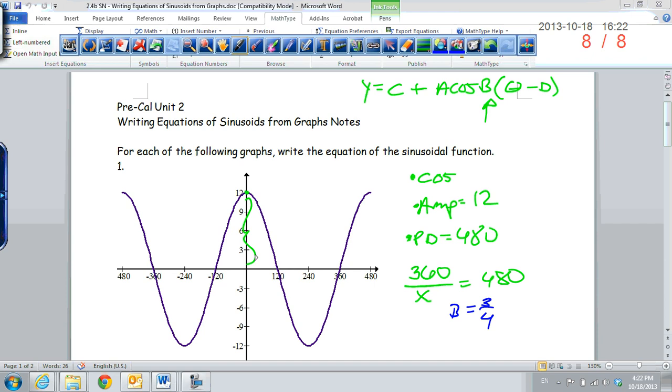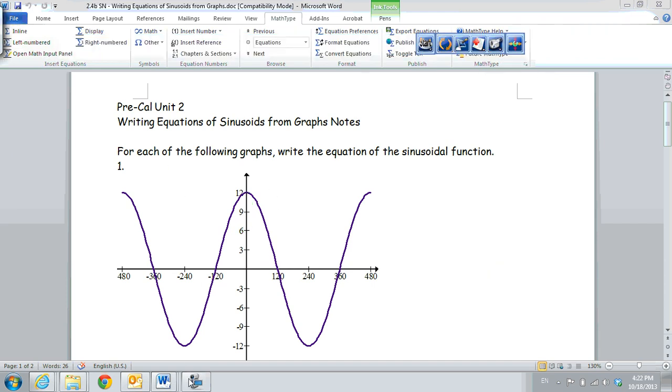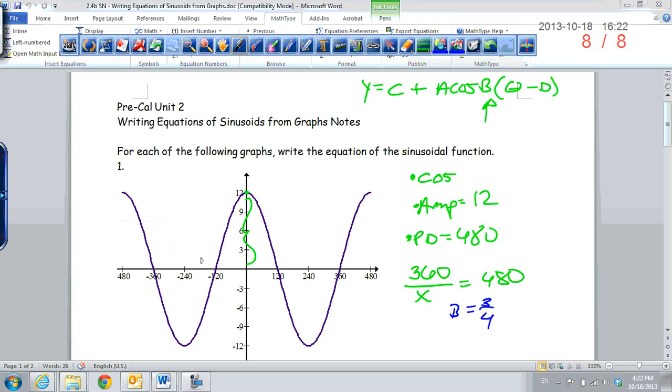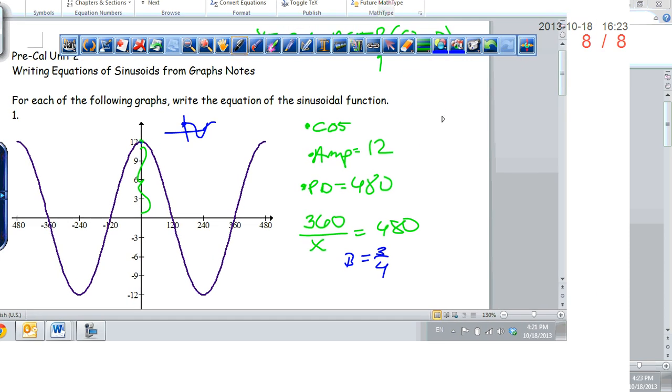The last thing is I don't have any horizontal or vertical shifts. Remember, my normal one starts there. So the last thing is there's no horizontal or vertical shift whatsoever. The reason I can tell is because my normal cosine starts on the y-axis and goes down, and this one starts there. So now I'm going to write my equation: y equals, no vertical shift so no number, then 12 cosine, then my 3/4, that's where b comes in, and I don't need anything else. So I'm just going to write theta, or you can do x. Either one will work.